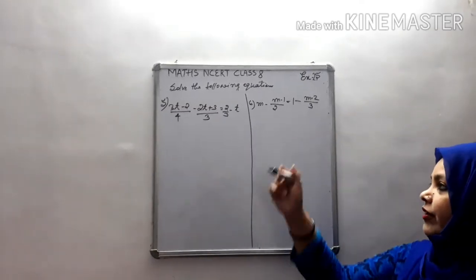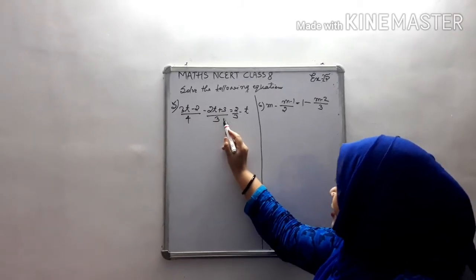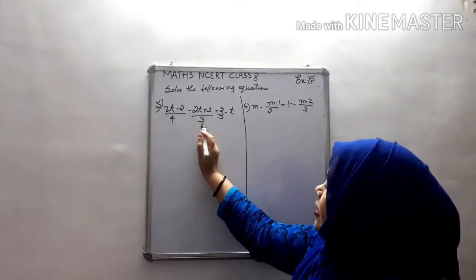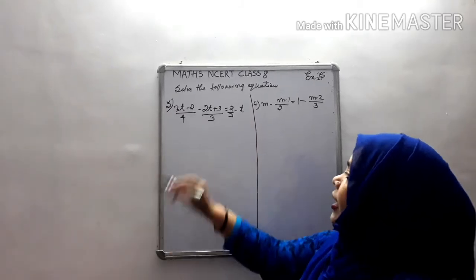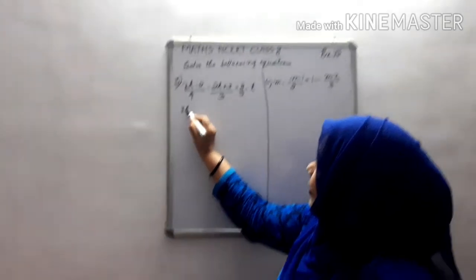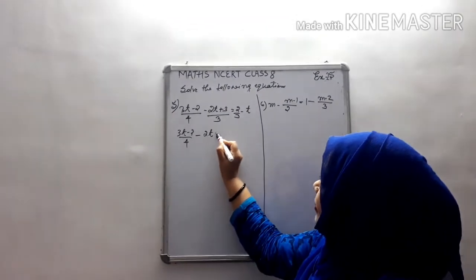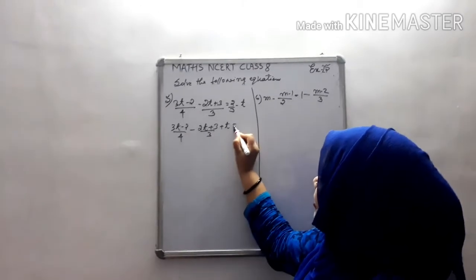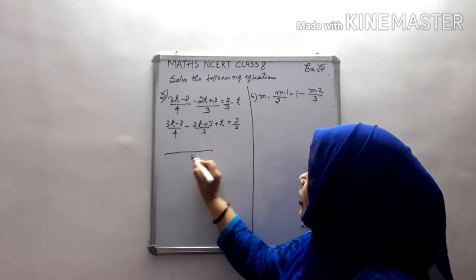See question number 5. 3t minus 2 by 4 minus 2t plus 3 by 3 is equal to 2 by 3 minus t. Here these all are variables. Here t is also a variable, so it will transpose to LHS. So just look here. 3t minus 2 by 4 minus 2t plus 3 by 3 plus t is equal to 2 by 3. Take LCM of 4 and 3. What will be? 4 3s are 12.